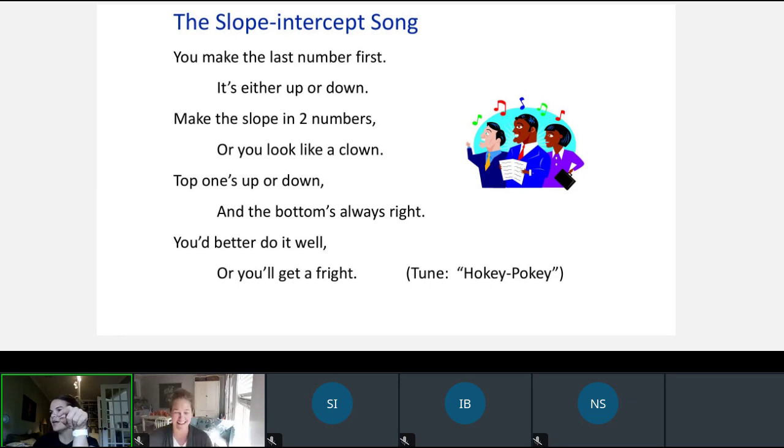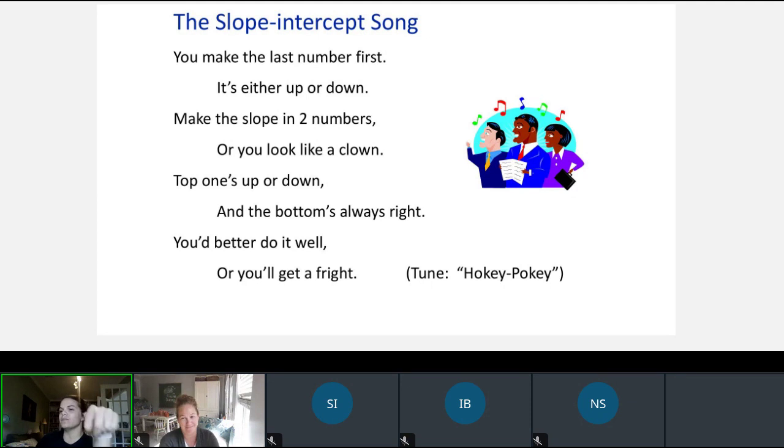Okay. You make the last number first. It's either up or down. You make the slope in 2 numbers or you'll look like a clown. Top one's up or down and the bottom's always right. You'd better do it well or you'll get a fright. I thought it said you'll get a fight. A fright, not a fight. A fright.